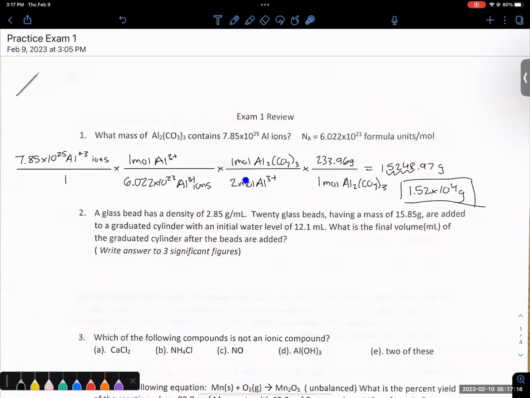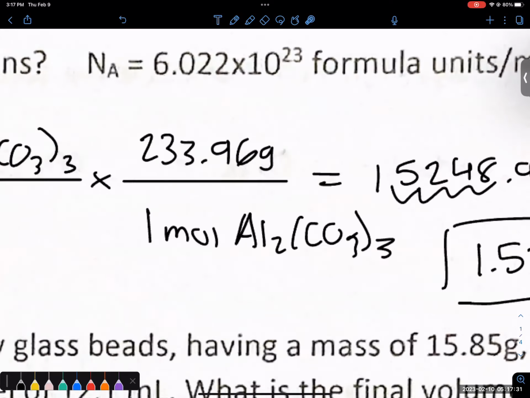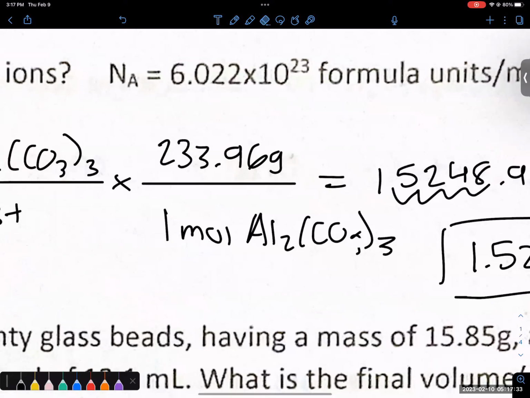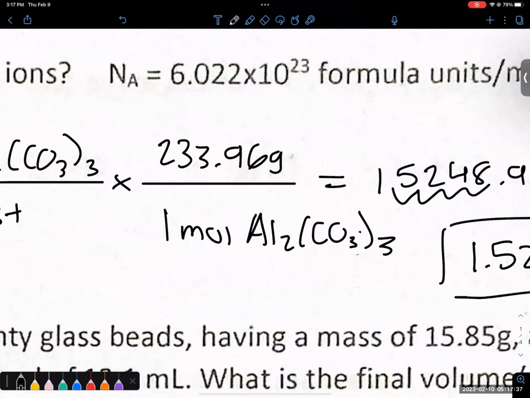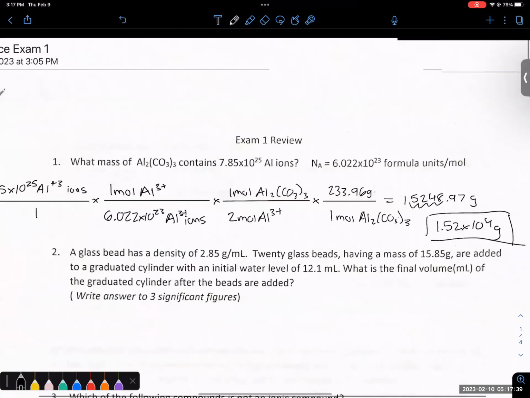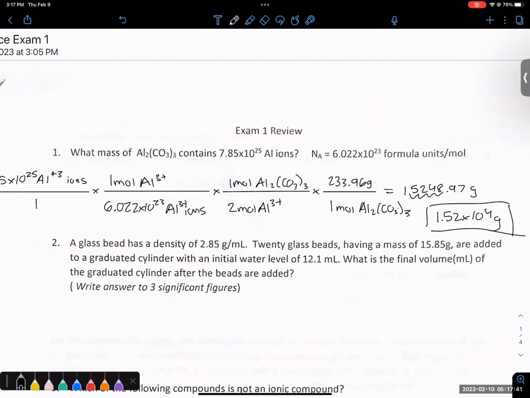Okay, and then we use the ratio of 2 moles of aluminum ions in 1 mole of aluminum carbonate. And then from here, we just need to use the molar mass of aluminum carbonate. That's a 3 right there. And the molar mass is something that they didn't give to us, so we had to figure that out ourselves.